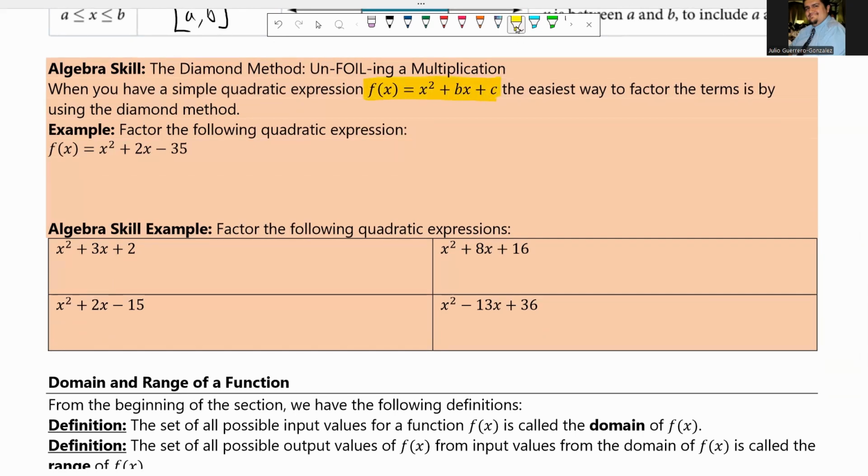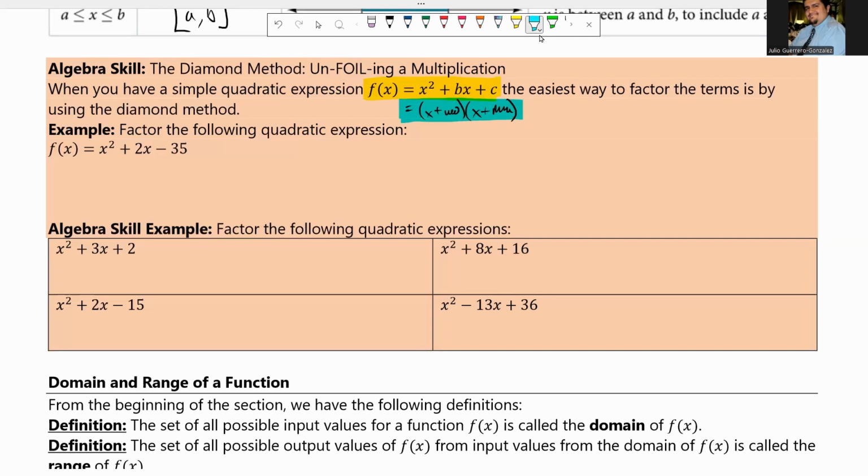Suppose we had a function that looks like x squared plus bx plus c, and we want to factor this. We want this equal to something times something. It's going to be an x plus something, and then an x plus another something. How do we break this back up so that we get this back? If you recall from high school, that was called our diamond method, or unfoiling.